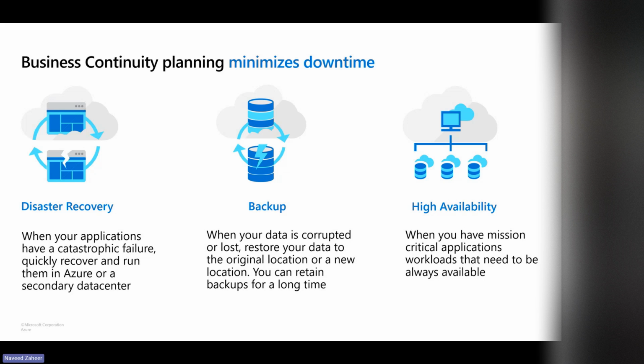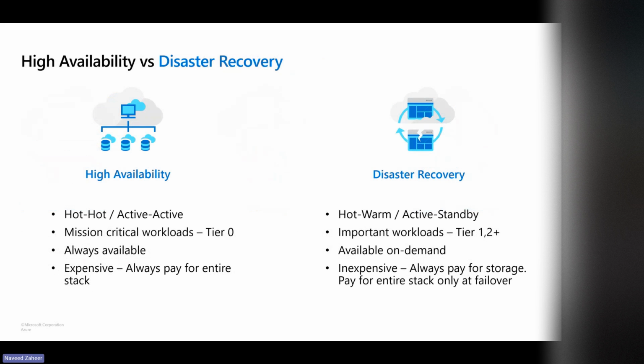We have disaster recovery, which is basically how you bring your application up in the case of a failure. You have the backup, an age-old thing: if your data is corrupted or you lose your data, how you recover that data from a backup that you made earlier, at the original site or a new site. And then you have high availability, which means your application is always running. You have multiple workloads deployed at multiple locations, and you make sure that if one site is down, the other site is up.